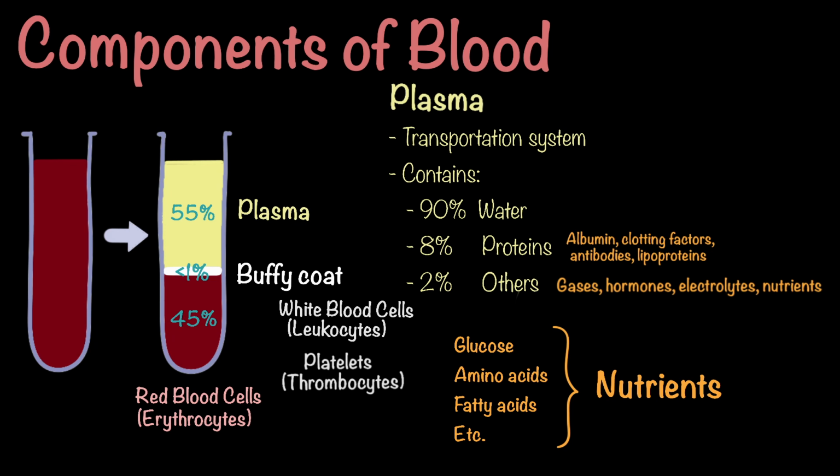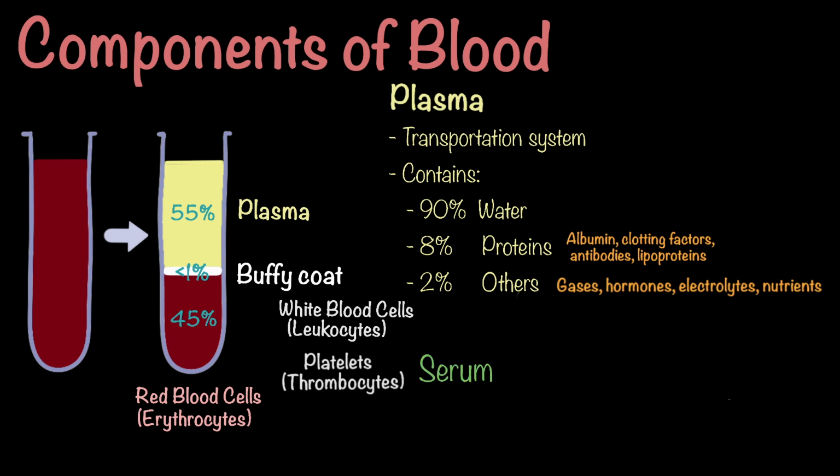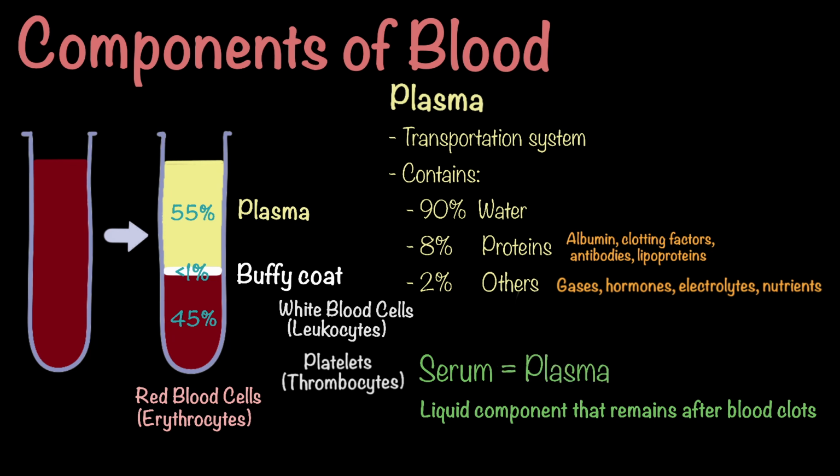You may have heard people talk about serum, but what is serum? Well, simply put, serum is the liquid component of blood that remains after blood clots and the clotting factors are removed. So serum is essentially plasma minus the clotting proteins, such as fibrinogen and other clotting factors.